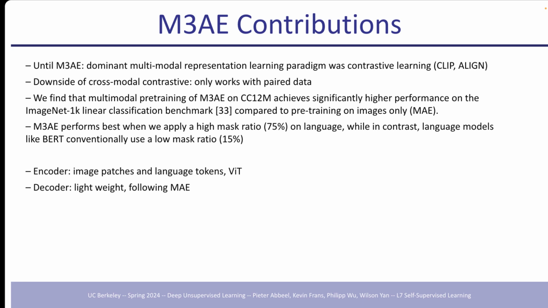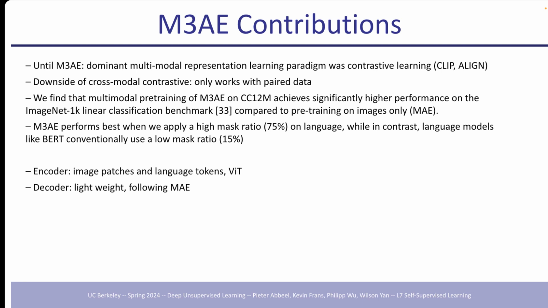Performs best when applying a high mask ratio even on language, which was a bit surprising at the time. At the time on language, everybody used like 30% BERT-like masking. In this case, 75% seemed to be a better choice, maybe because there is complementary information in the images.